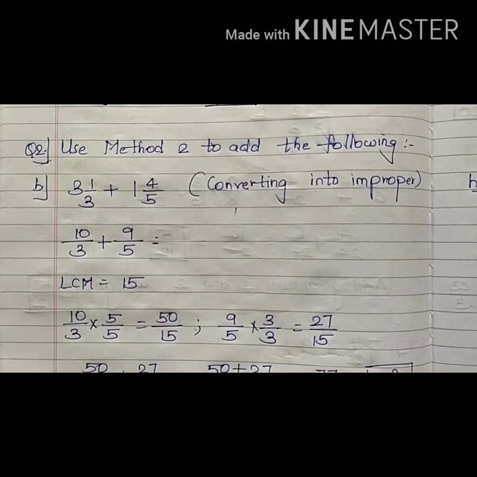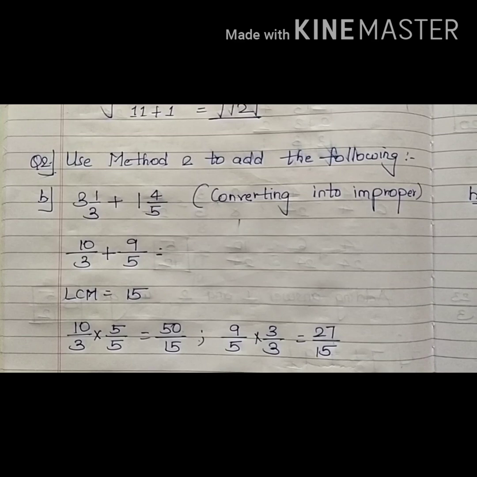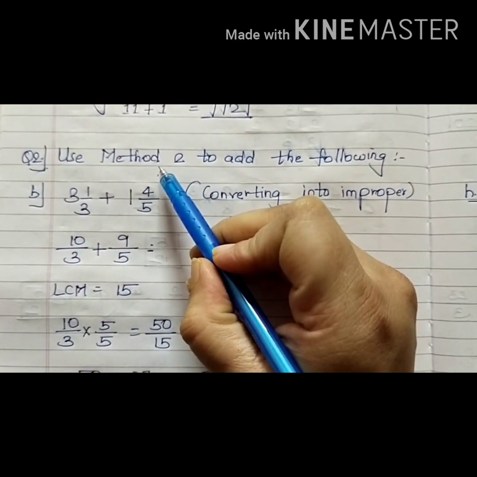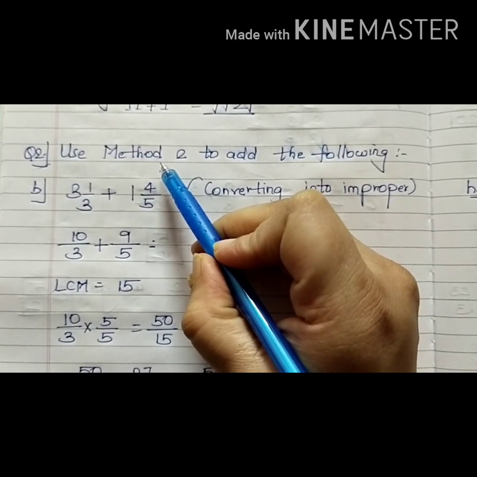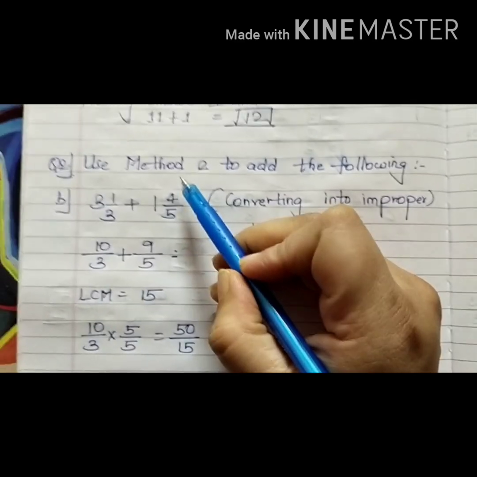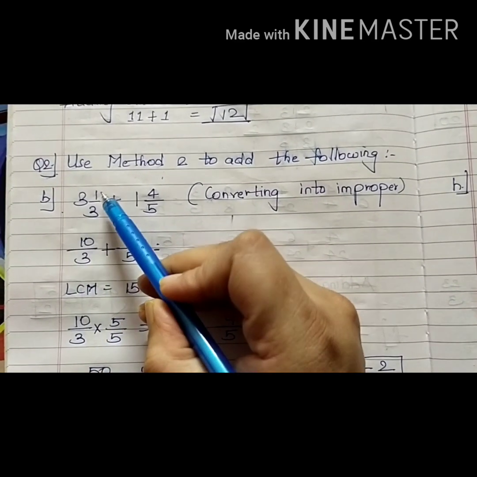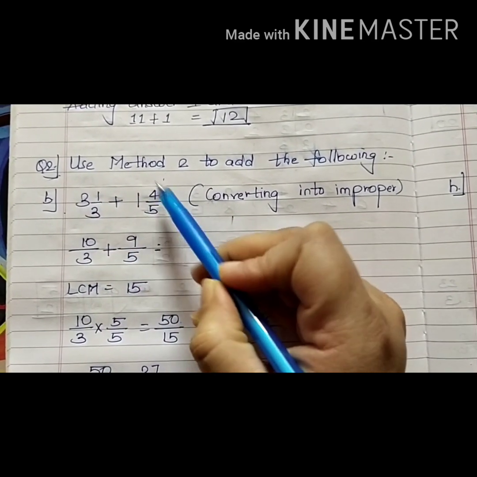Okay children, so now I explain you addition of fractions by method 2. Now let us see what is method 2. I have taken it from my practice time 4, question number 2, using method 2. I'll be explaining you the B1. Now using method 2 means children, we are adding the mixed fractions, right?